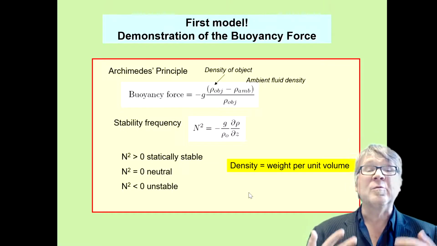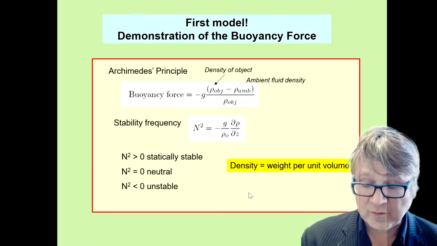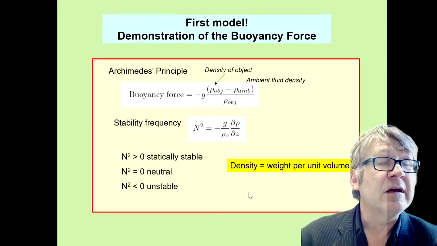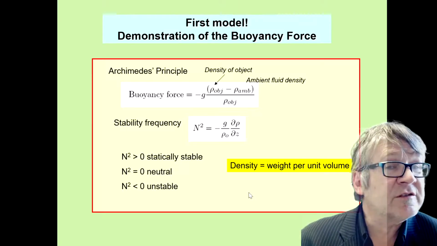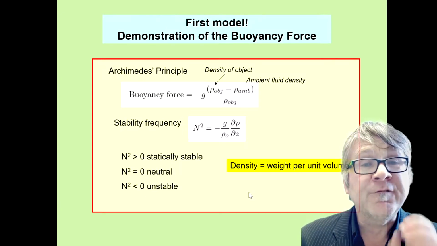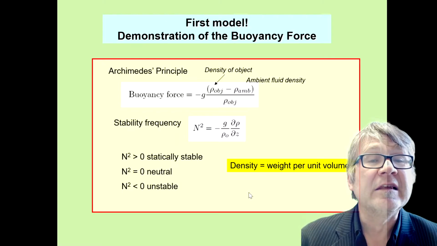Okay, and the density is the weight per unit volume. And this is what we want to use. Okay, so we want to place an object of a certain weight, of a certain density, into a fluid that is linearly stratified.